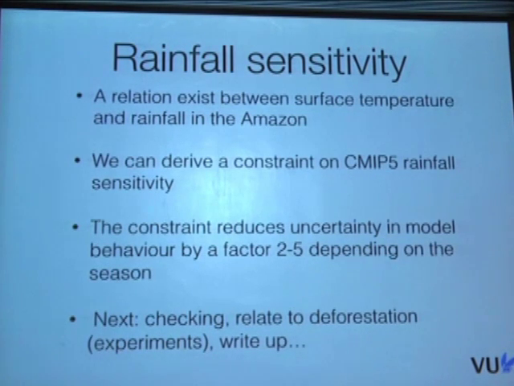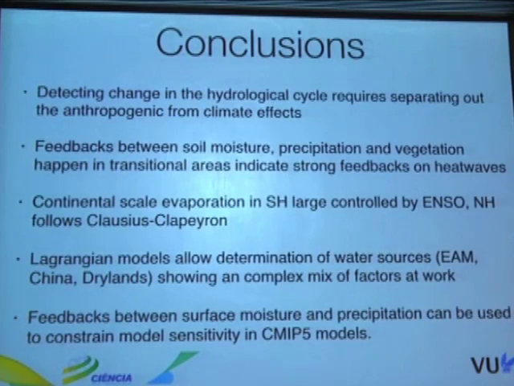And the next thing we need to do is check that we didn't make any stupid mistakes. Try and see how we can relate this to some deforestation experiments. And we were just discussing with Duvan also to use some of the CMIP-5 model predictions to see whether we can do this and constrain the future predictions with this constraint that we found. So that's the nice thing you can do. Once you have the constraint, you can sort of recalibrate, as it were, the future predictions of these models. So that's what we're going to do next. And that concludes my talk. Thank you.